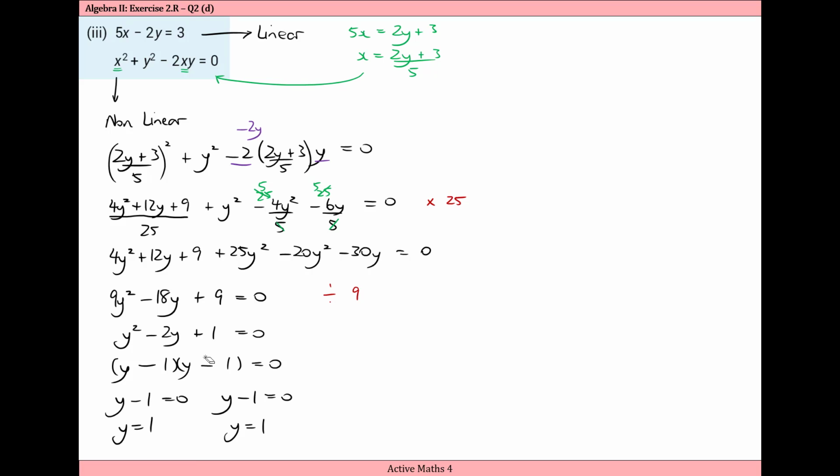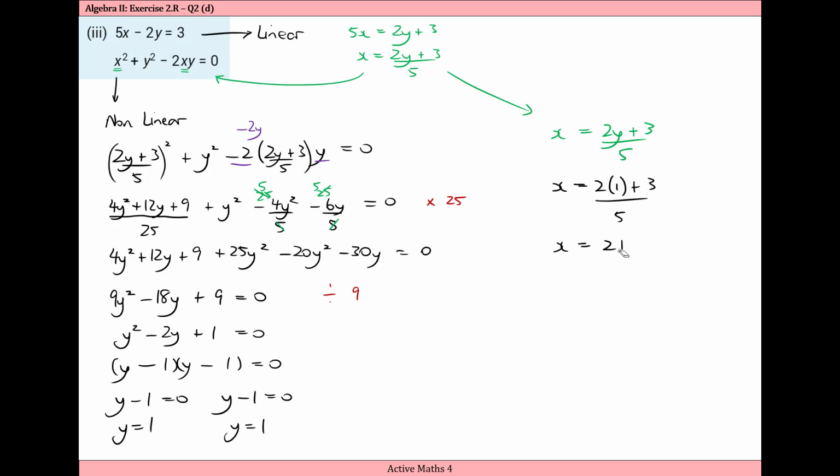So we just get one solution for y in this. Sometimes when we're doing these questions, we would get two different or distinct solutions for y. We're going to get one solution here. So we're going to sub this value back into our linear equation. And we've already tidied the linear equation to give us x on its own. So x is equal to (2 times y plus 3) over 5. We now know that y is 1, so x is equal to (2 times 1 plus 3) over 5.